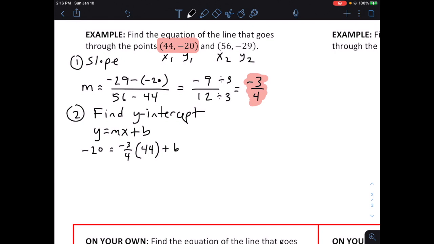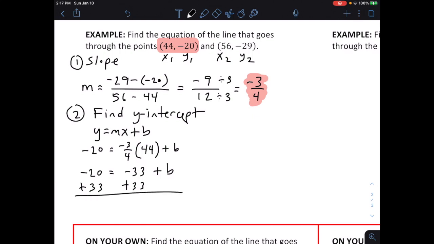So we have negative 3 times 44. We're going to need a calculator for that. Negative 3 times 44 ends up being negative 132. Okay, if you can grab a calculator to verify that. Negative 132 then divided by 4 is equal to negative 33. All right, so we have negative 20 equals negative 33 plus b. And then we just have to add 33 to both sides.